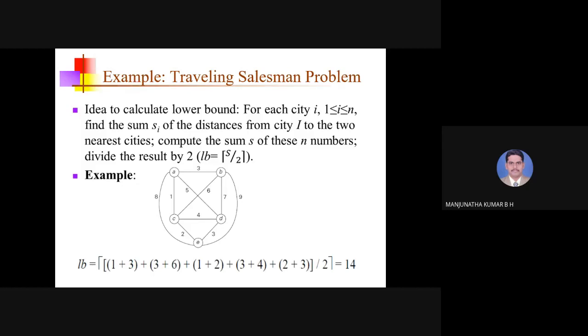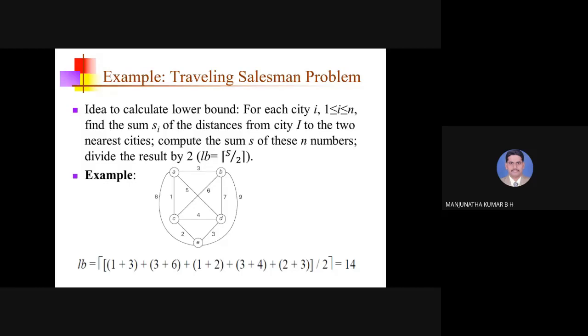Now take city B. For city B, the nearest vertices are, one is A, the cost is 3, plus the next nearest vertex is C, the cost is 6. So 3 plus 6. You have to add the distances, the sum calculated for every vertex, to get the total sum.